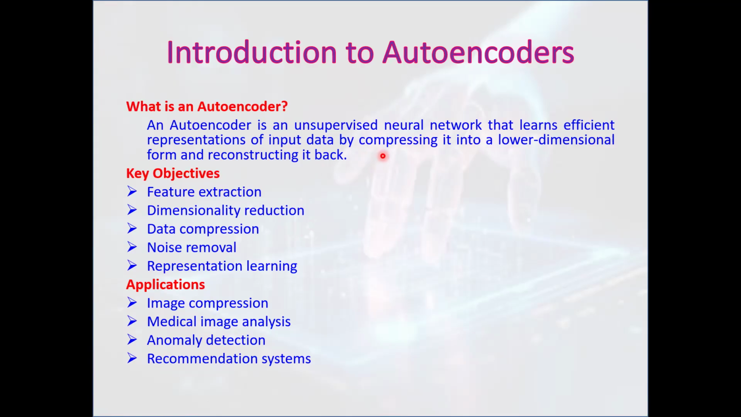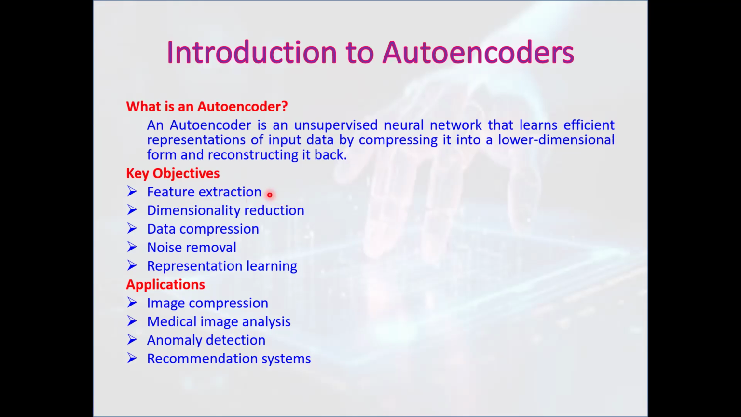It compresses the input into a lower dimensional representation called the latent space and then reconstructs the original data from this compressed form. The primary goal is to learn meaningful patterns and features while minimizing reconstruction error. And the key objectives of autoencoders are feature extraction.